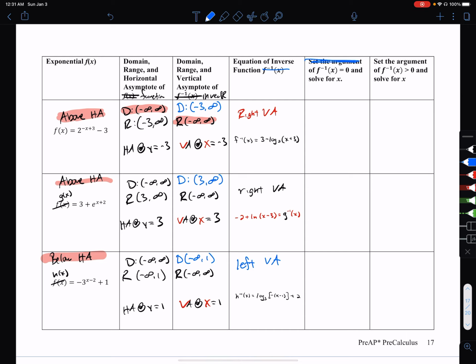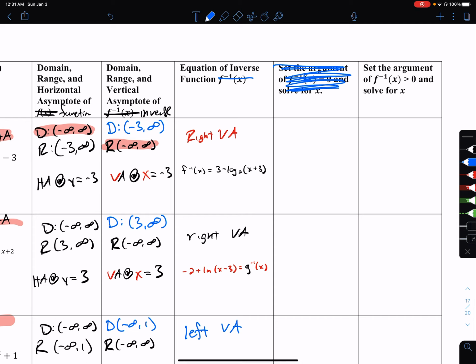I do not want to fill out this column. And instead of saying F inverse, I'd rather that just say inverse right here.